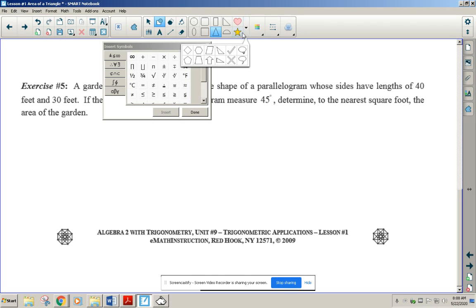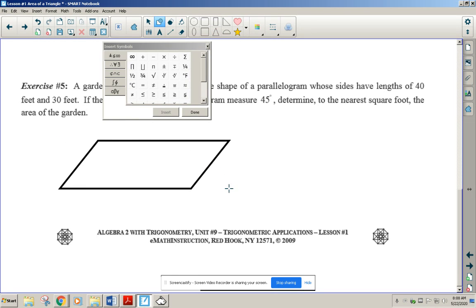Let's see all my shapes. Yes, I do. All right, here's my parallelogram. And my sides are 40 and 30. So this is 40 feet, and this is 30 feet. Now, the acute angle of this parallelogram here is 45 degrees.